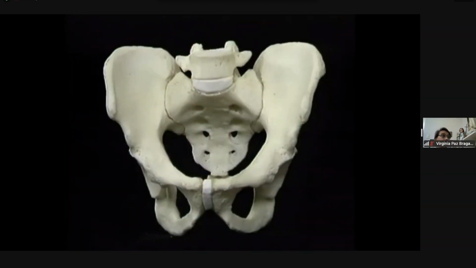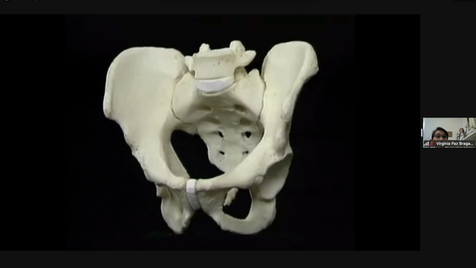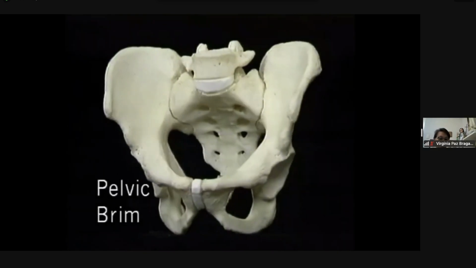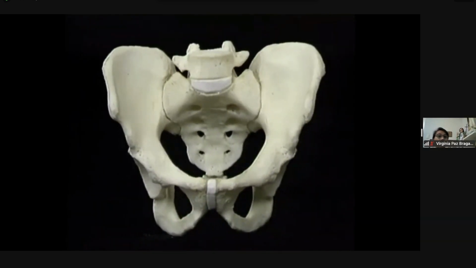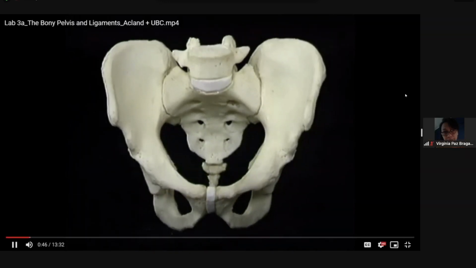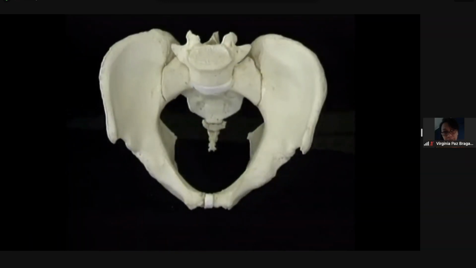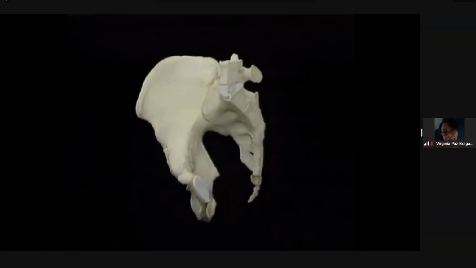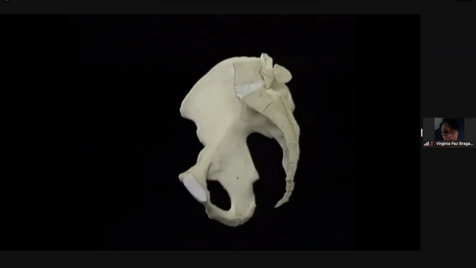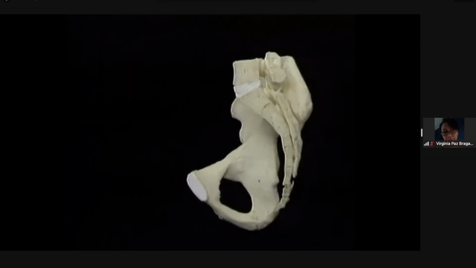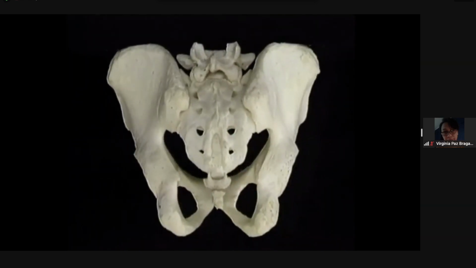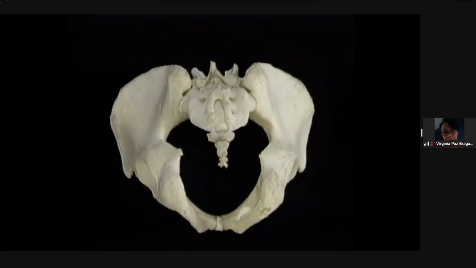Let's get oriented. Here's the bony pelvis, together with the fifth lumbar vertebra. Here's the pelvic brim. We'll be looking at the pelvic cavity from 4 different viewpoints. We'll look down into it from above. We'll look at it from the side, with the opposite half of the pelvis removed. We'll look at it from behind. And we'll look at it from below.